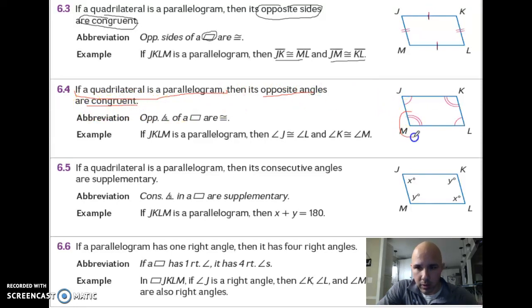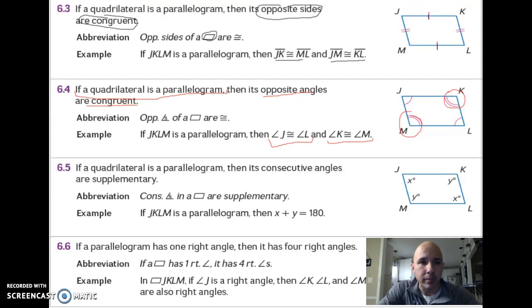So notice angle M and angle K, they're exactly the same, and the same thing goes with J and L. Pay close attention to the notation here. Angle J, angle L, they have to be congruent, and angle K, angle M, they also have to be congruent. Have any questions, let me know.